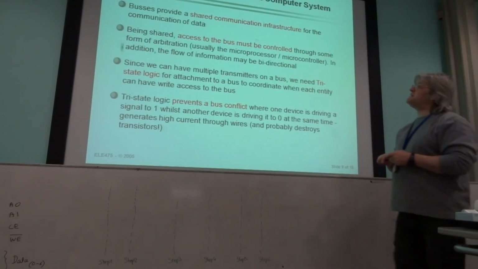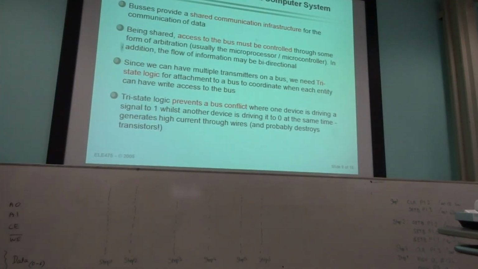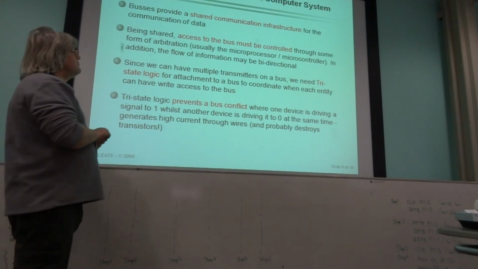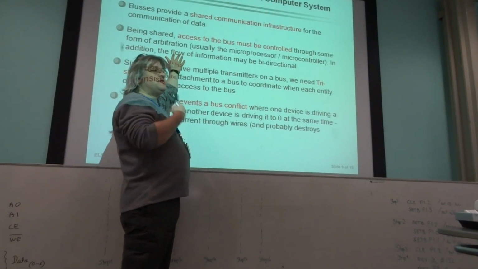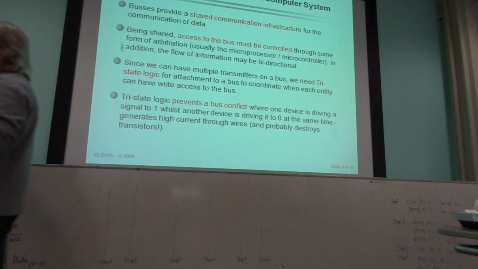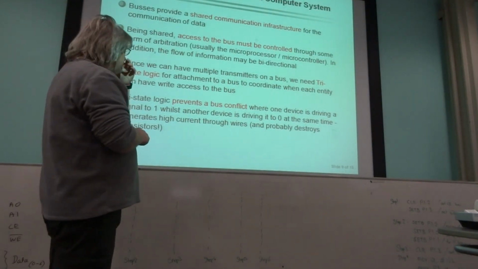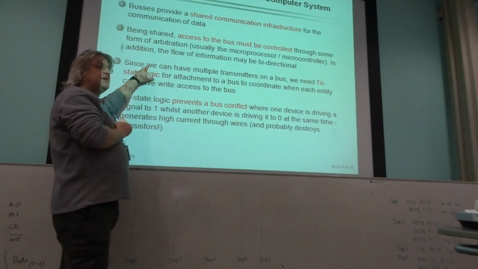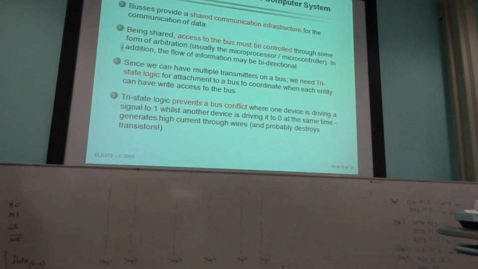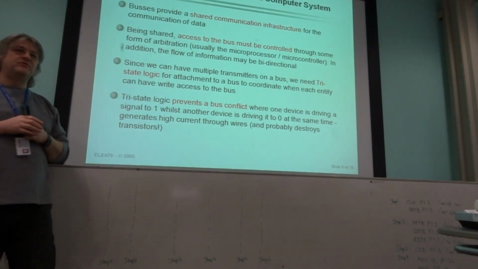So buses are used as a shared communication infrastructure, but access to the bus must be controlled, particularly to prevent two things trying to write to the bus at the same time. Buses could be unidirectional, i.e. the data always flows in a certain direction on the bus, or they could be bidirectional. And we'll see how you can make a bidirectional bus. If multiple entities potentially can transmit on the bus, we need to use tri-state logic. And I'll explain how we make tri-state logic and how we use it to avoid bus conflicts.